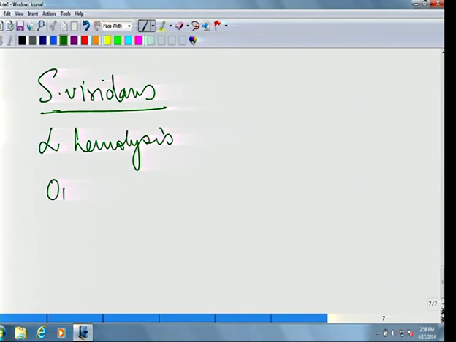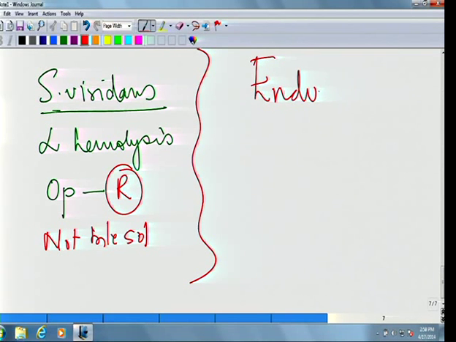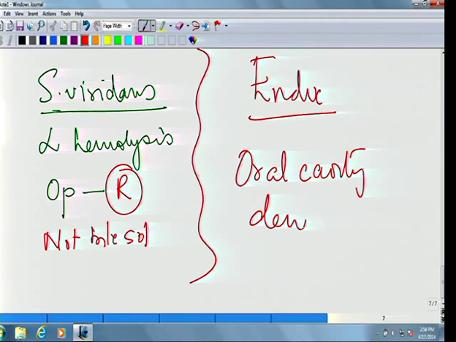This is optochin resistant, okay, and it is not bile soluble. What's the infection caused by Streptococcus viridans? Again, endocarditis, yes. Endocarditis, where does it live? In the oral cavity. So, again, following dental extraction or any other kind of manipulations in the oral cavity, viridans can cause endocarditis.